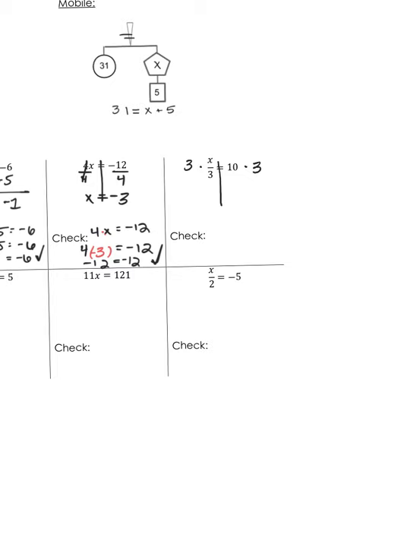When I multiply by 3 and divide by 3, that ends up being 1. So I end up with x equals 10 times 3 is 30. To check my work, I go back to my original equation. Where my original equation had x, I substitute my answer.